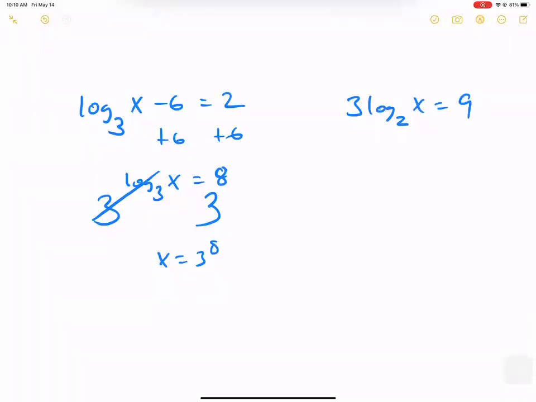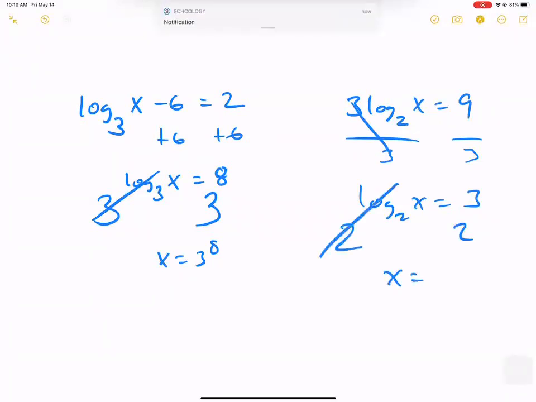Now, if you notice, I have a 3 in the front. So I can't do this yet, okay? You cannot do this yet because of that 3 in the front. So we have to clean up first. Let's get rid of the 3. Divide the 3 first, both sides. Now we're left with log base 2 of x is equal to 9 divided by 3 is 3. And then we're going to take 2 to both sides. x is equal to, bam, 2 cubed.